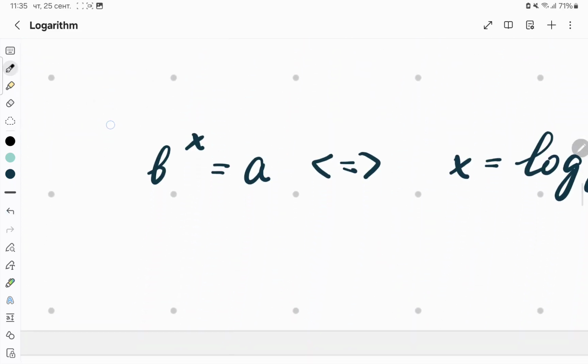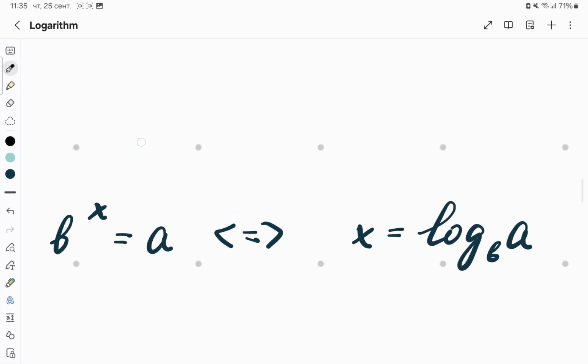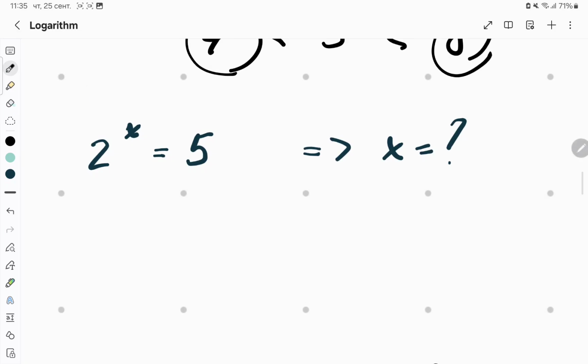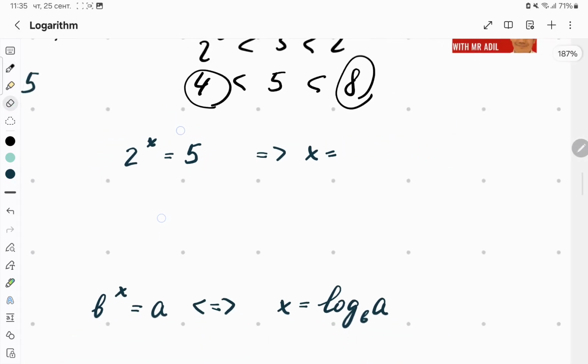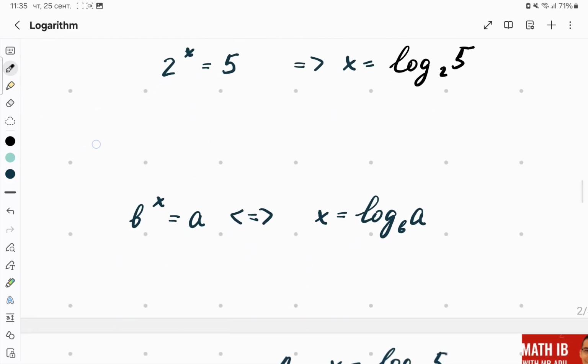Now let's introduce the definition of logarithm. If b in power x is equal to a, then x is equal to logarithm a in base b. This is the exact answer. For this case, using this definition of logarithm, we can say the exact answer. So 2.2 is our approximate answer, right? And the exact answer is going to be logarithm 5 in base 2. And now you can use a calculator to estimate the value of x.